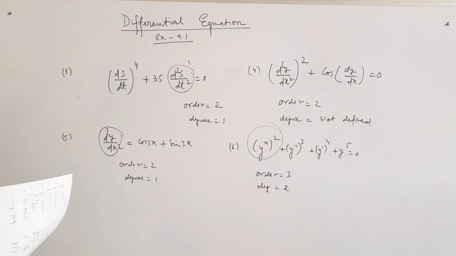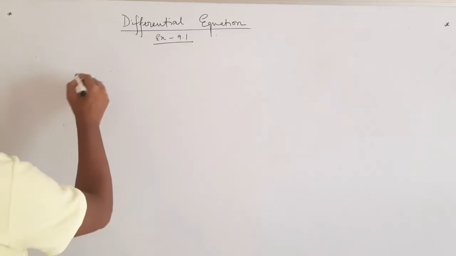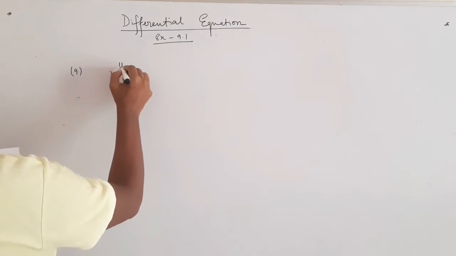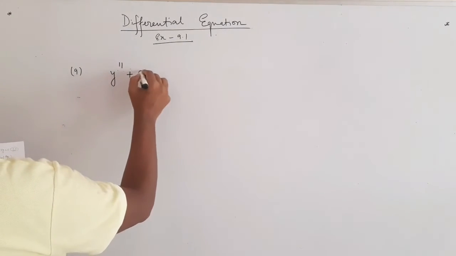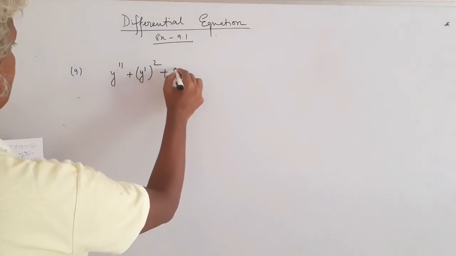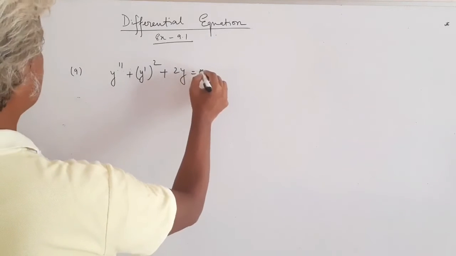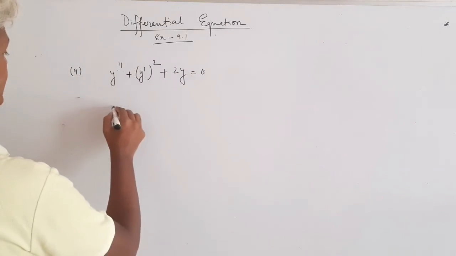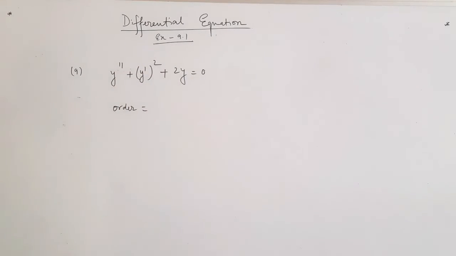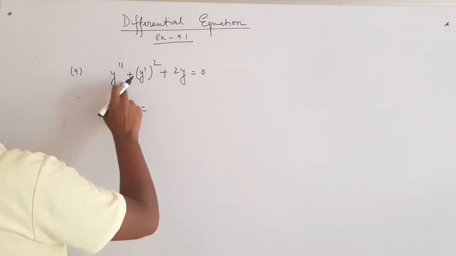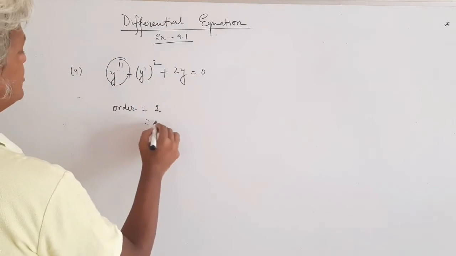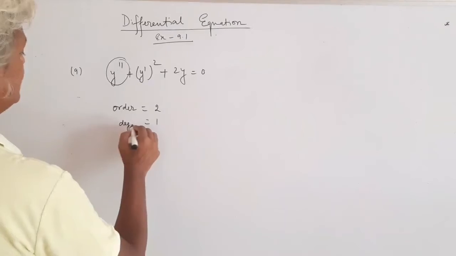Now I need to clear this space. Now question number 9, it says that y double prime plus (y dash) whole square plus 2y is 0. So what is order? It is just visible because this is a proper polynomial form, but here this is highest order is 2, and what is the power on this? That is 1, so degree is 1.